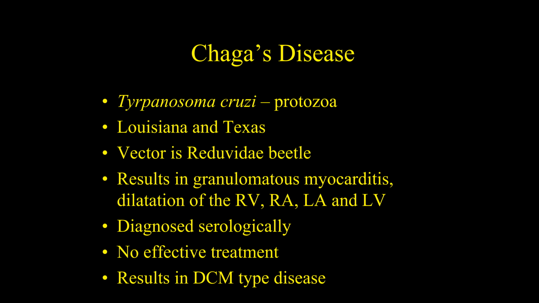Okay, Chagas disease. Did y'all learn about Chagas disease when you took parasitology? You probably remember a little bit. It's caused by a protozoa, Trypanosoma cruzi, and this is only common in certain parts of the world. We do see it here in southern Louisiana and South Texas. The intermediate host is the Reduviidae beetle, and it results typically in myocarditis. So it causes an infection of the heart muscle itself.